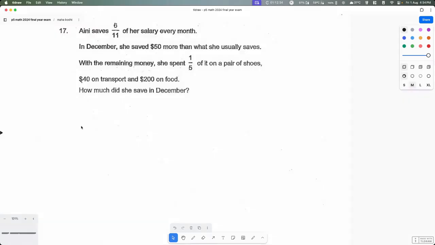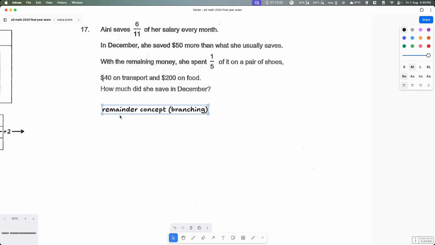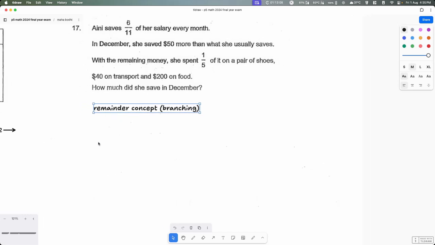All right. Let's move on to the last question, which is question 17. Aini saves 6/11 of her salary every month. However, in December, she saved $50 more than she usually saves. With the remaining, she spent one fifth of it on a pair of shoes, $40 on transport, and $200 on food. How much did she save in December? So in this case, this is what we call the remainder concept. So I'm going to use the branching method because this is a bit more advanced, but also faster and easier to do, in my opinion.